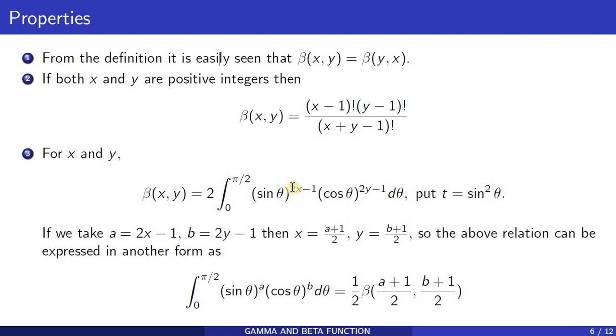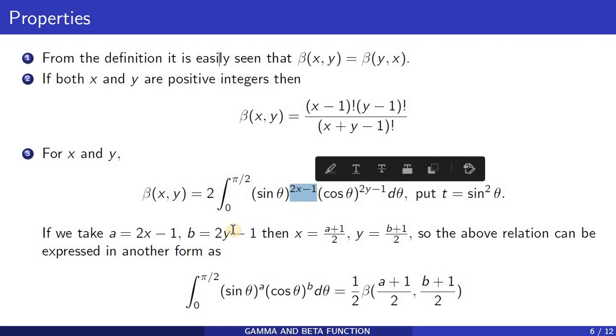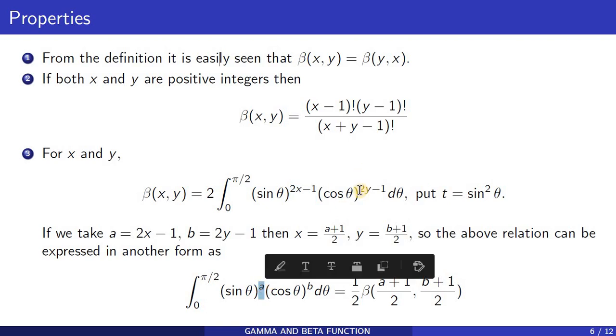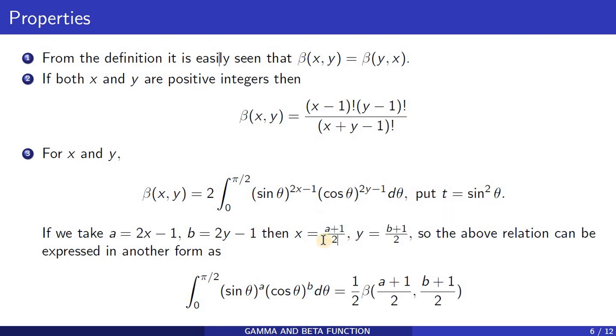Okay, now if you take this particular value, that is, 2x minus 1 as a, and 2y minus 1 as b, then you can write x is equal to (a plus 1) divided by 2 by bringing this 1 to this side, and y equal to (b plus 1) divided by 2. So here in place of x and y, you will get (a plus 1) divided by 2 and (b plus 1) divided by 2, and this 2 can be brought to the left side.